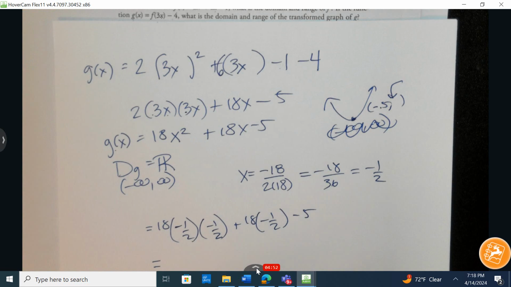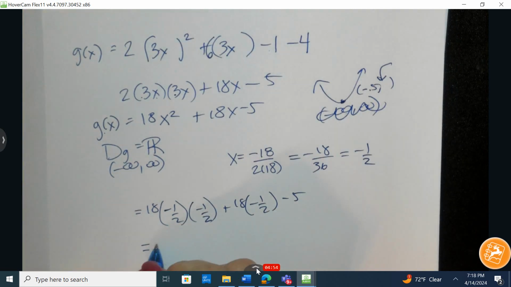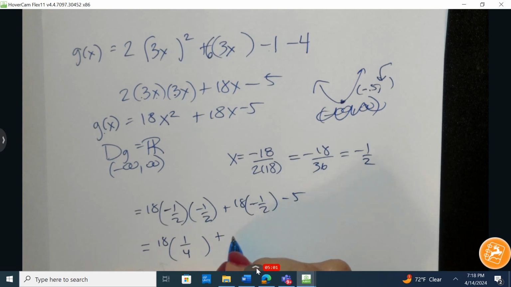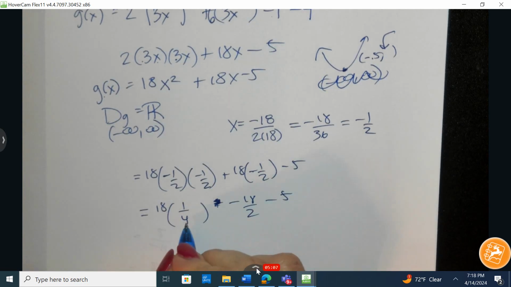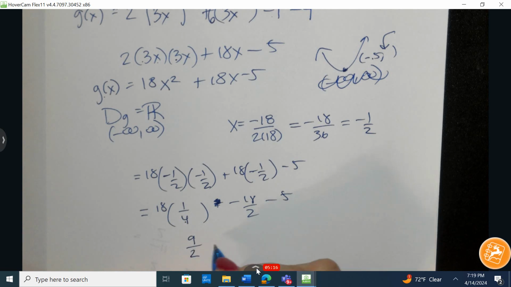Now with the calculator, this would be much easier, but remember, half of your test you can't use a calculator. So negative times a negative is a positive, 2 times 2 is 4. Negative 1 times 18 is negative 18 over 2 minus 5. Okay, so negative 18 over 4, well, they're both even, so I'm going to divide those by 2. And I get 18 divided by 2 is 9, 4 divided by 2 is 2.